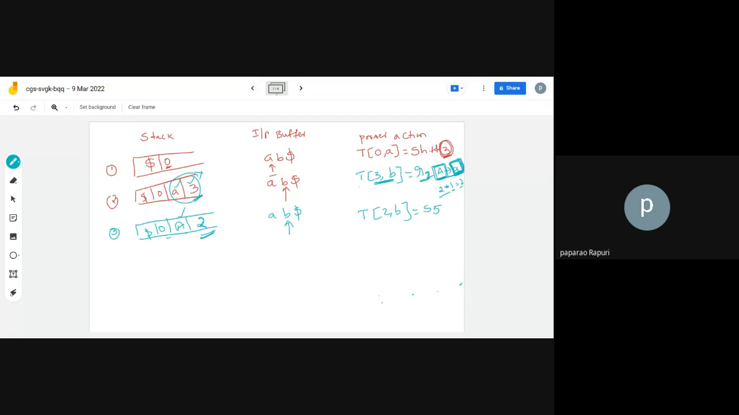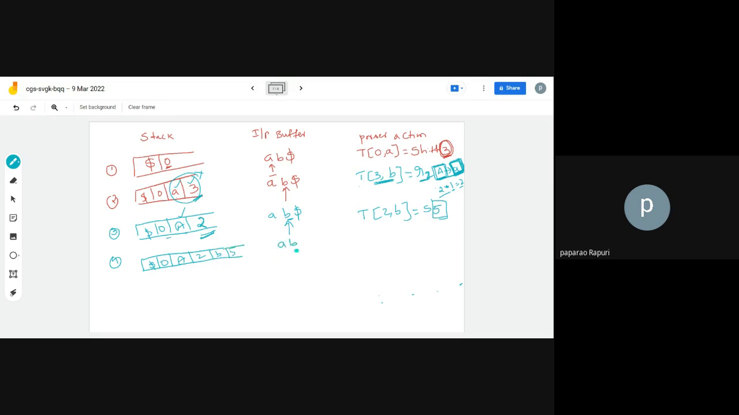Shift means we need to push the symbol that we read. So here, what did we read? $0 A 2 B. B is the input symbol. So we push that one. After that, we need to push the state. Here the state is 5.